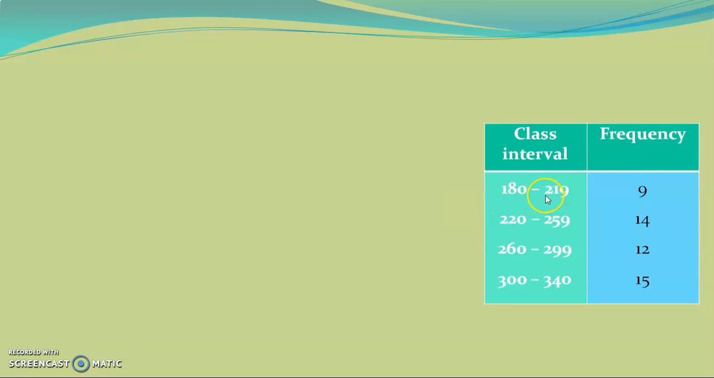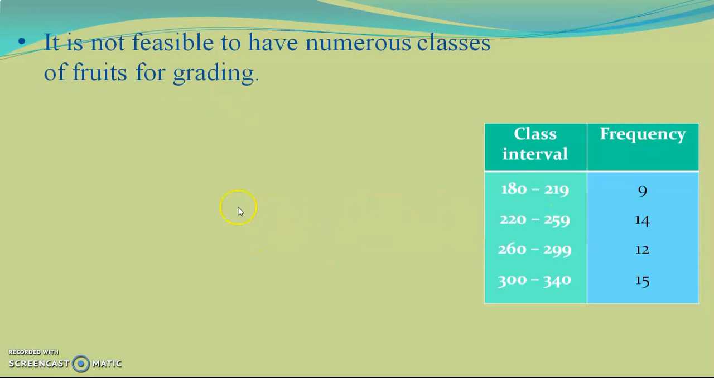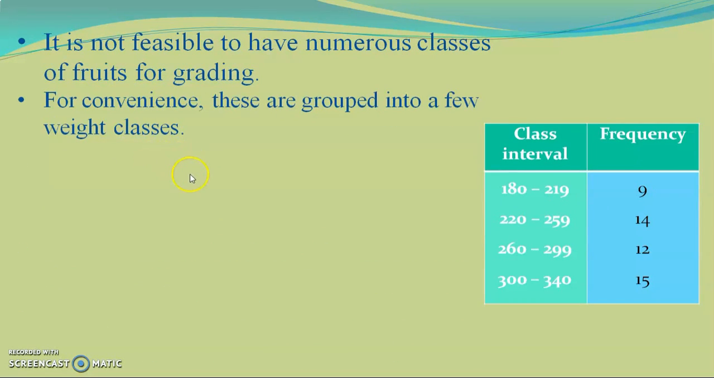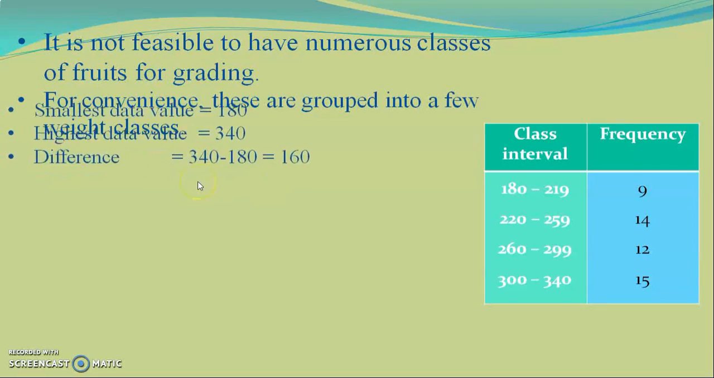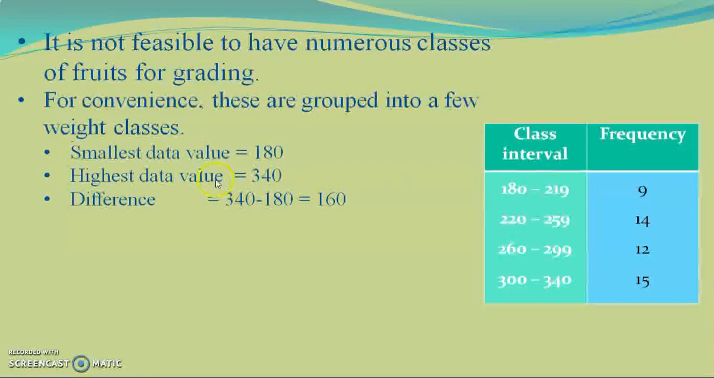180 to 219 is grouped as 1, and that is a class interval, and this is represented by 9 fruits, meaning 9 fruits have a weight between 180 and 219. Similarly, you can see other values. So for convenience, these values are grouped into a few weight classes, and this difference is called a class interval. The smallest data value is 180 and the highest data value is 340, and the difference is 160.